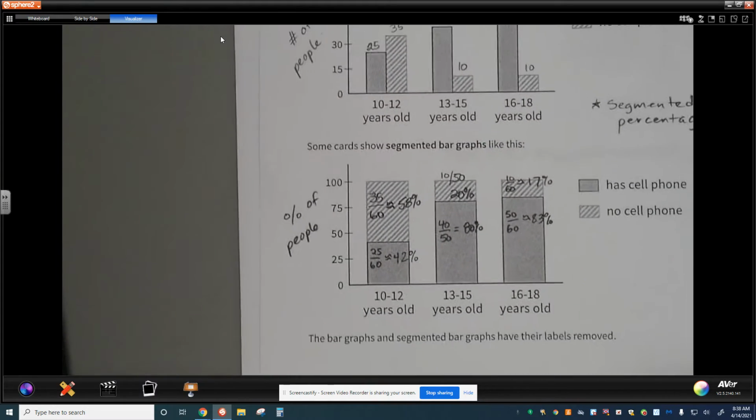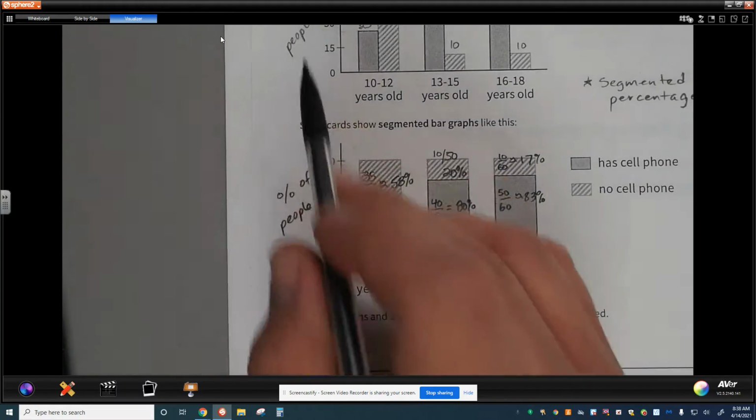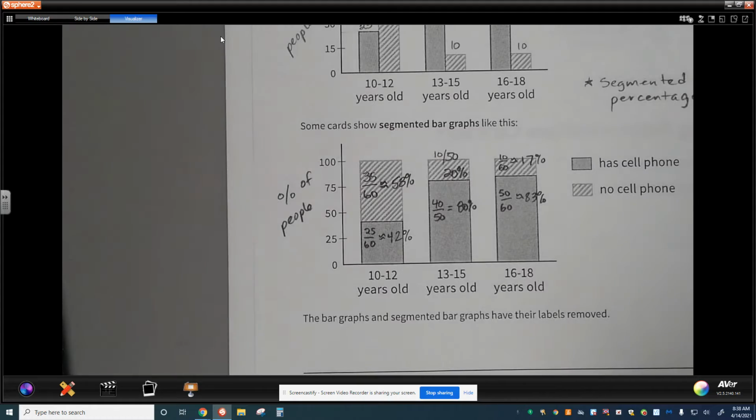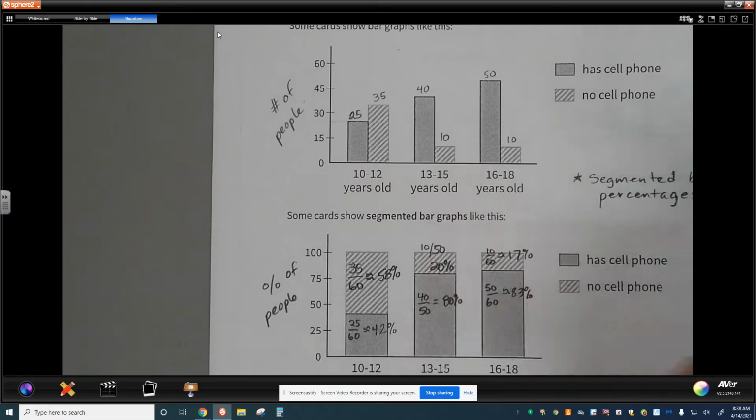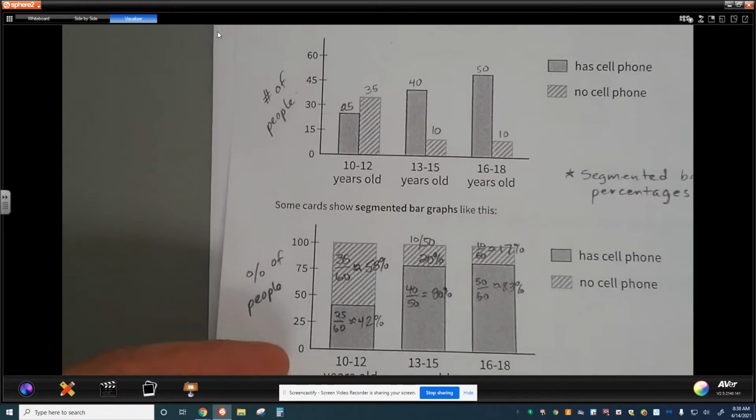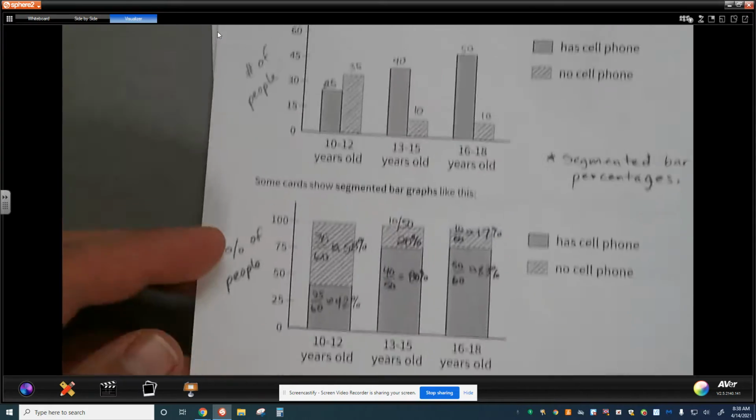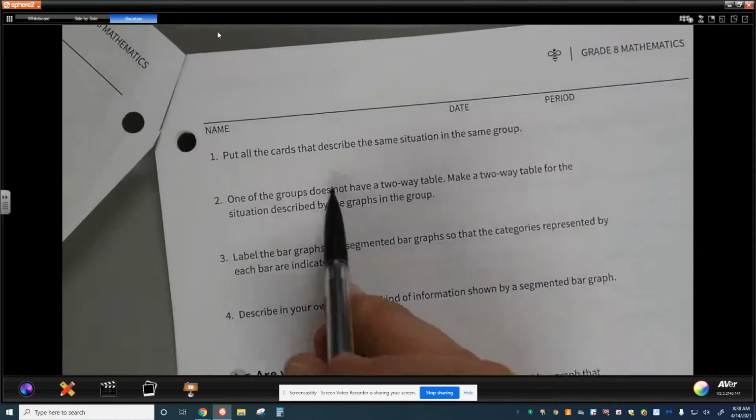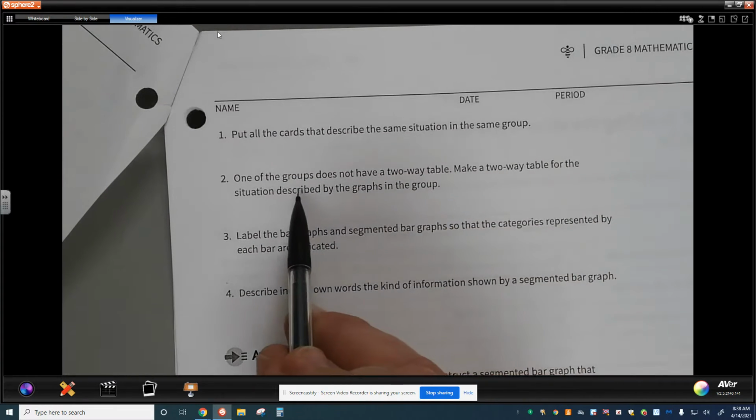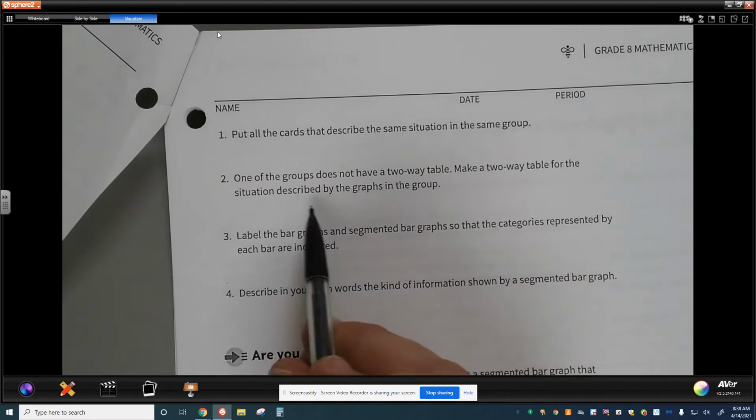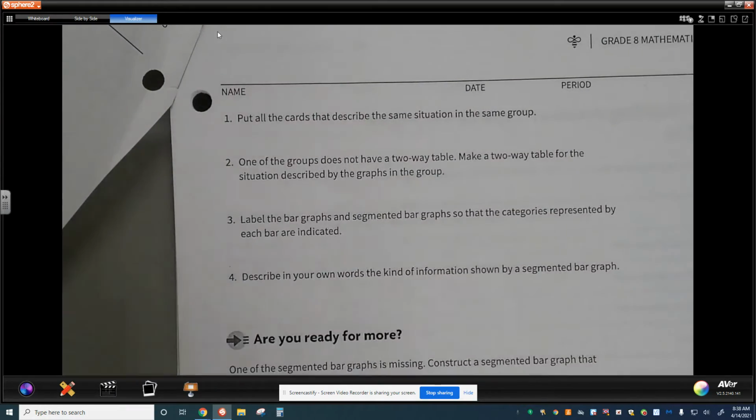We recognize that the bar graphs and the segmented bar graphs have their labels removed. But looking at this and understanding what the labels are helps us to make sense of what the data are. So there are a couple different kinds of bar graphs, and there's information that we can gather from them. Since the labels were removed, it was helpful to add those on. We saw putting all the cards in the same group, making a two-way table for the situation. All these things are things that we could have done with those pieces.